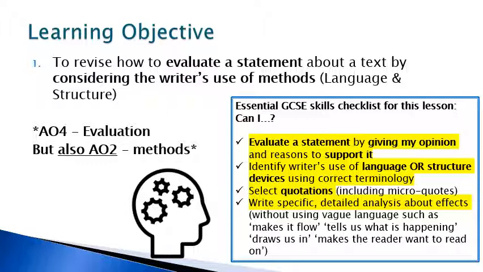I need also to be able to select quotations, including those single words, those micro quotations, to be more judicious in my selection of evidence. And I also want to be able to write detailed, specific effects on the reader. I don't want to be saying vague things like makes it flow, tells us what's happening, makes the reader read on. It needs to be specific and it must link to the keywords that you are evaluating.